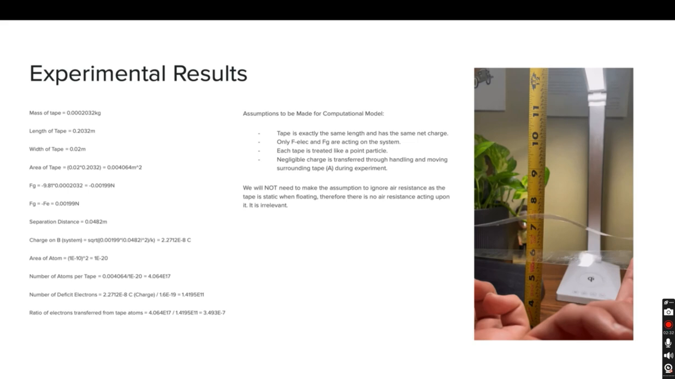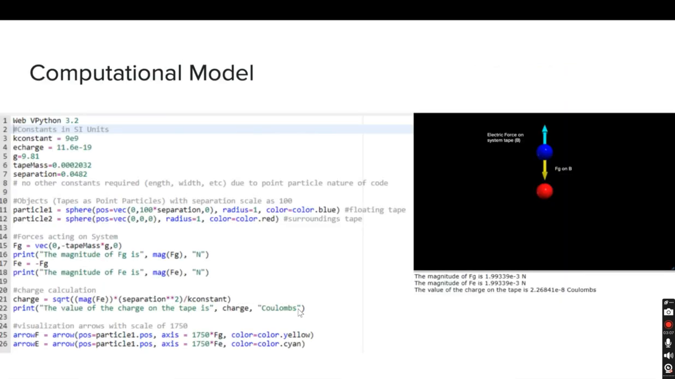and the separation distance was measured to be 0.0482 meters. And from this, the charge on B, the system, was found to be 2.3 e to the negative 8 coulombs. An area of an atom was given as 1 times 10 to the negative 20th, and using this, we could find the number of atoms on the tape, which is 4.06 times 10 to the 17th. Using this, we can find the number of deficit electrons, which was the charge over the charge of an electron. And lastly, the ratio of electrons transferred from the tape atoms is around 3.5 times 10 to the negative 7.